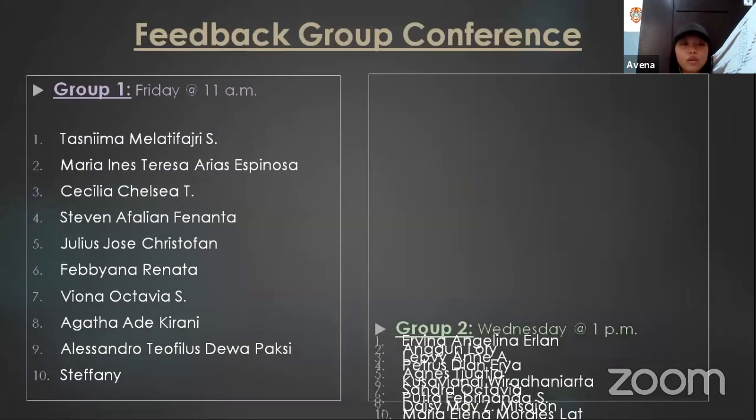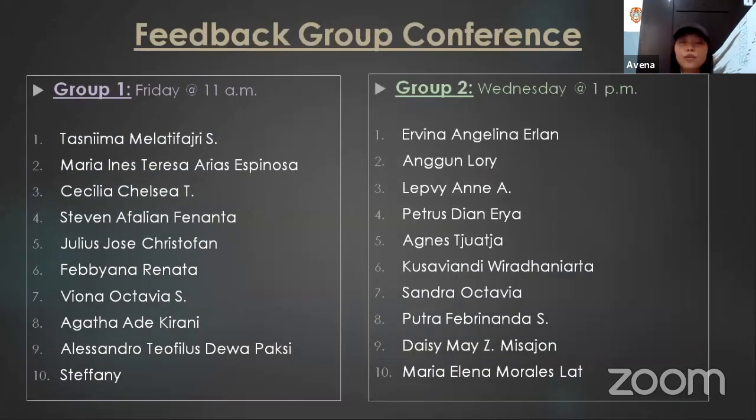So we have divided you into 2 groups. For group 1, you will have your feedback group conference every Friday at 11. And for group 2, you will have your feedback group conference every Wednesday at 1. Oh, we have 10 students here? Yeah, 10 students in group 1.